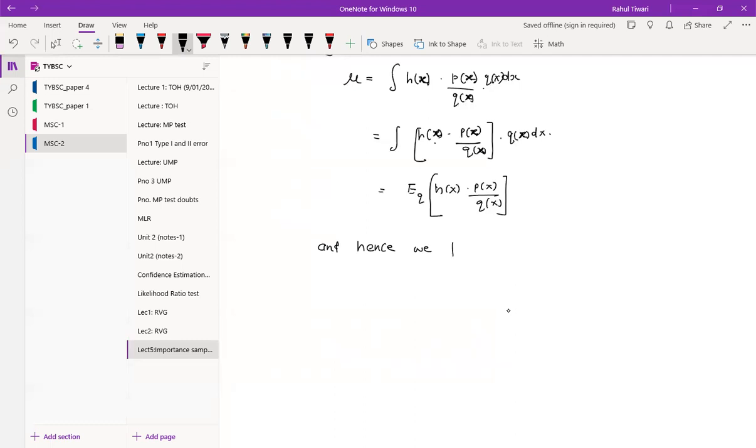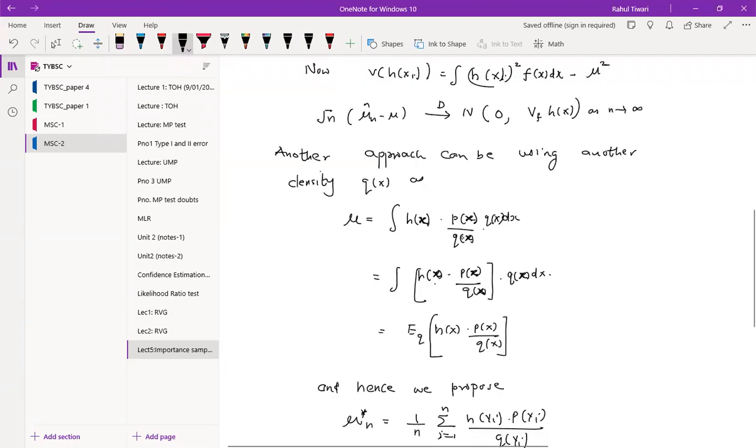Hence we propose a new estimate, which is mu star n, which is the same as 1 upon n, summation i running from 1 to n, h of yi p of yi upon q of yi. Are you getting this? What did we do exactly here? Now the main question is how we define this q of x.